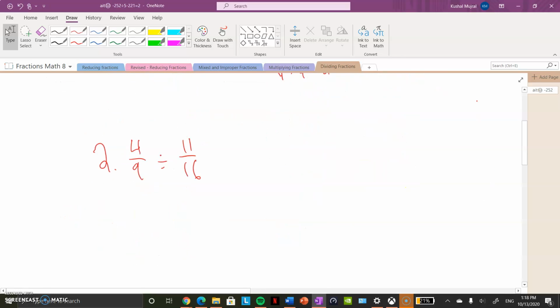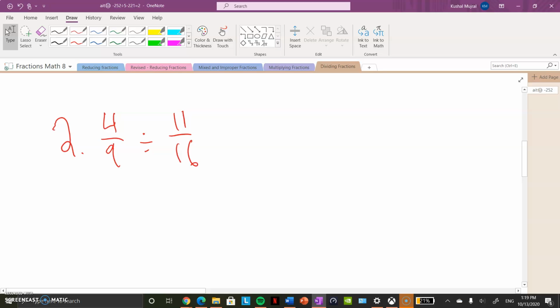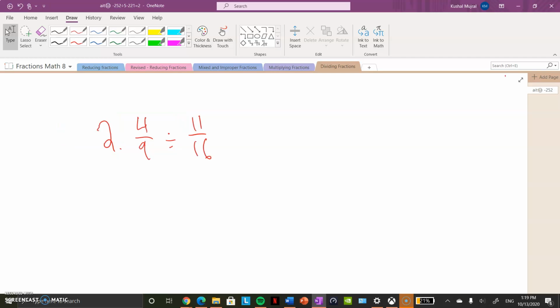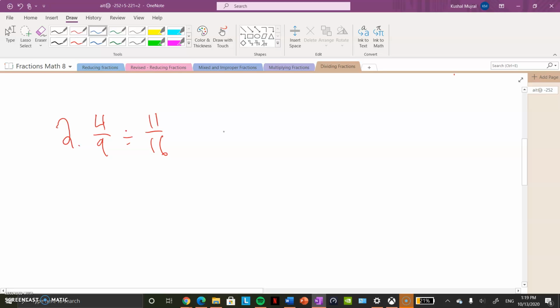Okay. Let's take a look at this one. I'm going to show you a different strategy for this one. There's this thing where you multiply both of these by the reciprocal. Actually, it's hard to explain with words. So we have 4 over 9 divided by 11 over 16. What we can do is multiply both sides by 16 over 11.